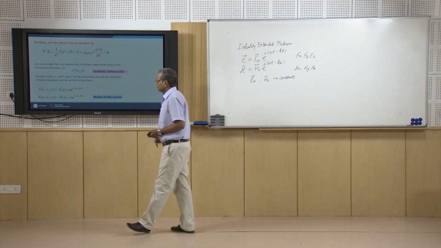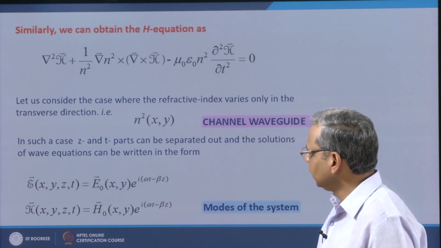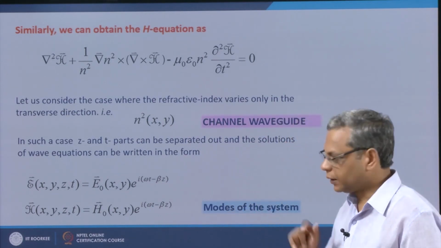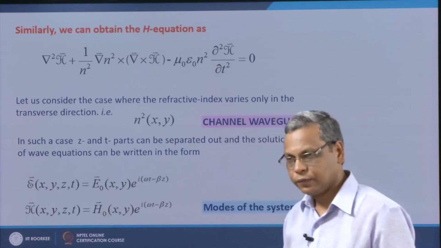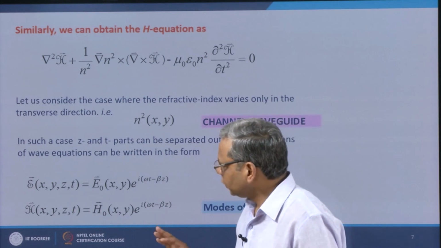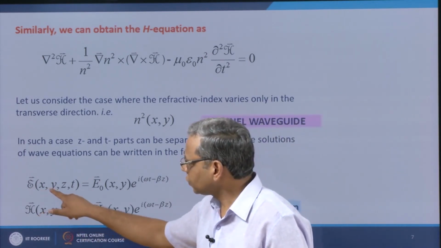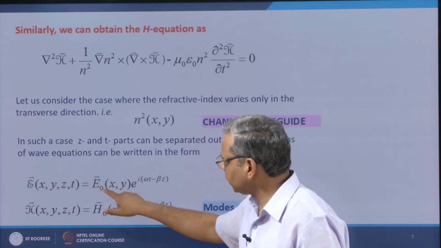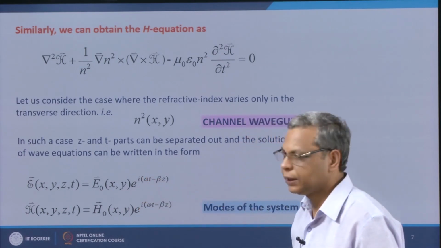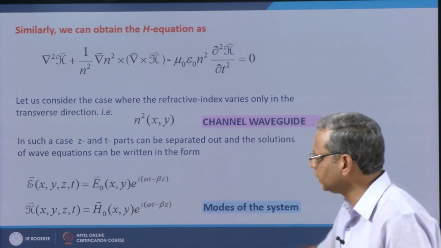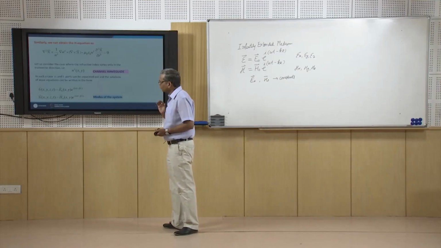So, I write down the z and t solution like this, and the x y solution still remains. So, I put it with E 0. The associated electric field I can write as E of x, y, z, t is equal to E 0 of x y times e to the power i omega t minus beta z. Similarly, H. Now, what have I got?